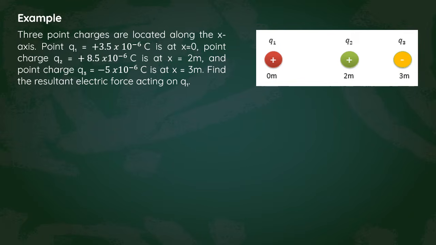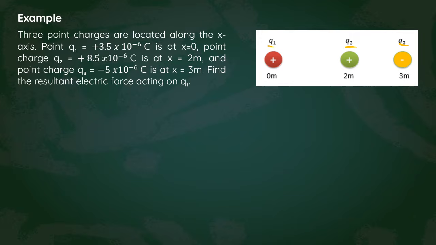So let's look into a sample problem. Three point charges are located along the x-axis. So there are three charges, Q1, Q2, and Q3, all on the x-axis. Point charge Q1 is positive 3.5 times 10 raised to negative 6 coulombs at position 0. Point charge Q2 is positive 8.5 times 10 raised to negative 6 coulombs at 2 meters from the point of origin. And point charge Q3 is negative 5 times 10 raised to negative 6 coulombs at 3 meters from the point of origin or point of reference, which is your Q1.